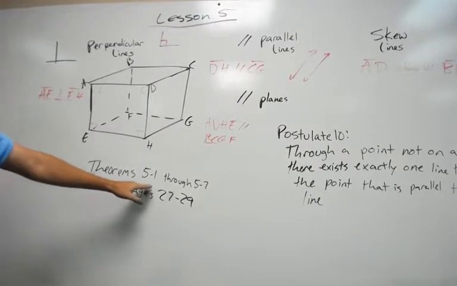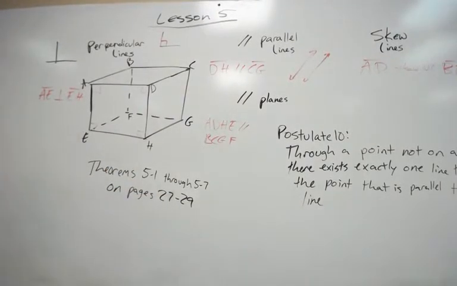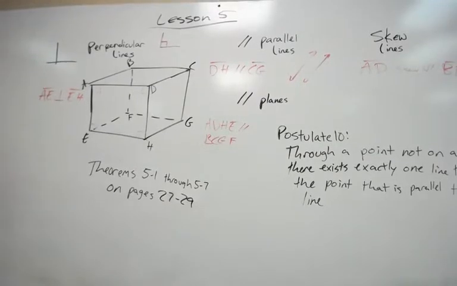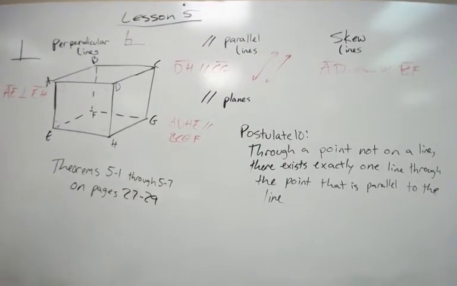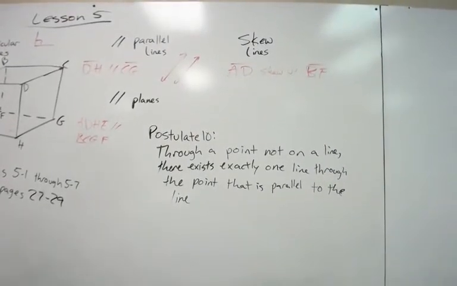Theorems 5-1 through 5-7 you can find on page 27 through 29. I would read them, but it'd be tough for you to hear them and just know them. So I would just look at them. They're very simple. I mean, one is all right angles are congruent. Well, duh, they're all 90 degrees. So very simple stuff. So you can look at pages 27, 28 and 29 and just take a peek at those theorems. I think that'll be better than me just reading them to you. You can look at them on your own.